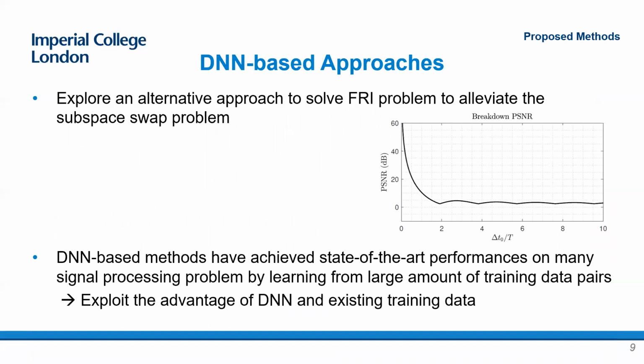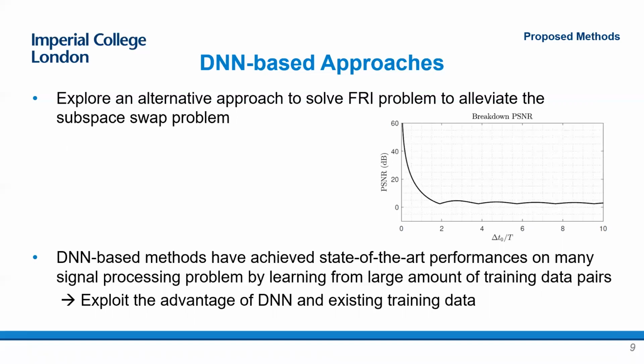As the subspace swap event is inherent in classical subspace methods, this leads us to think if there are any other ways to approach the FRI reconstruction problem. Ideally, we would like to reduce the breakdown PSNR for cases where the Diracs are really close to each other. Meanwhile, at least performing as well as the classical methods when they are far apart. A visualization using the figure is simply that we would like to push the breakdown PSNR towards the left.